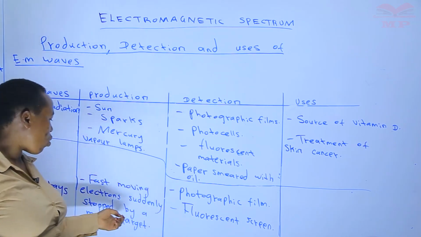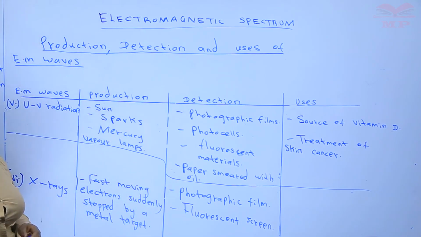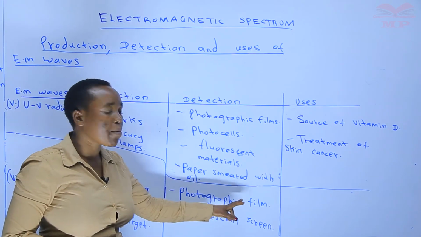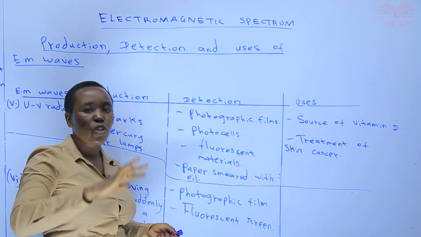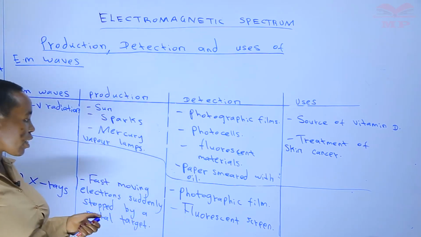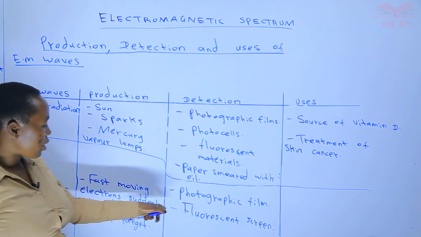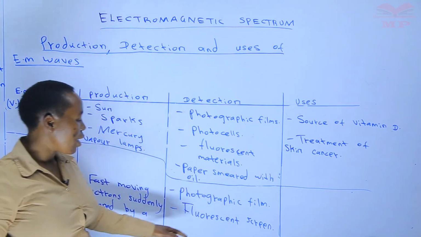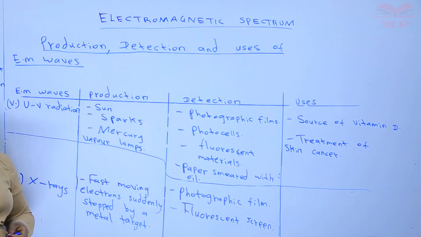You know that when you go to the hospital to have an X-ray taken, there is the film that is used where the image is formed. Maybe it is the X-ray for the bone. So they are detected by that film and also the fluorescent screen.